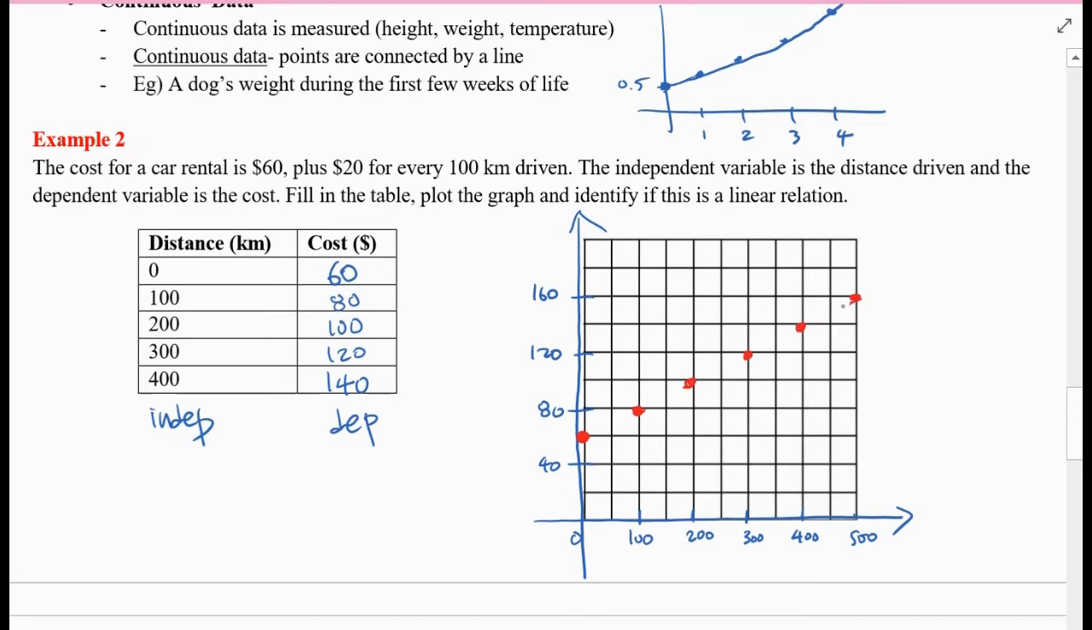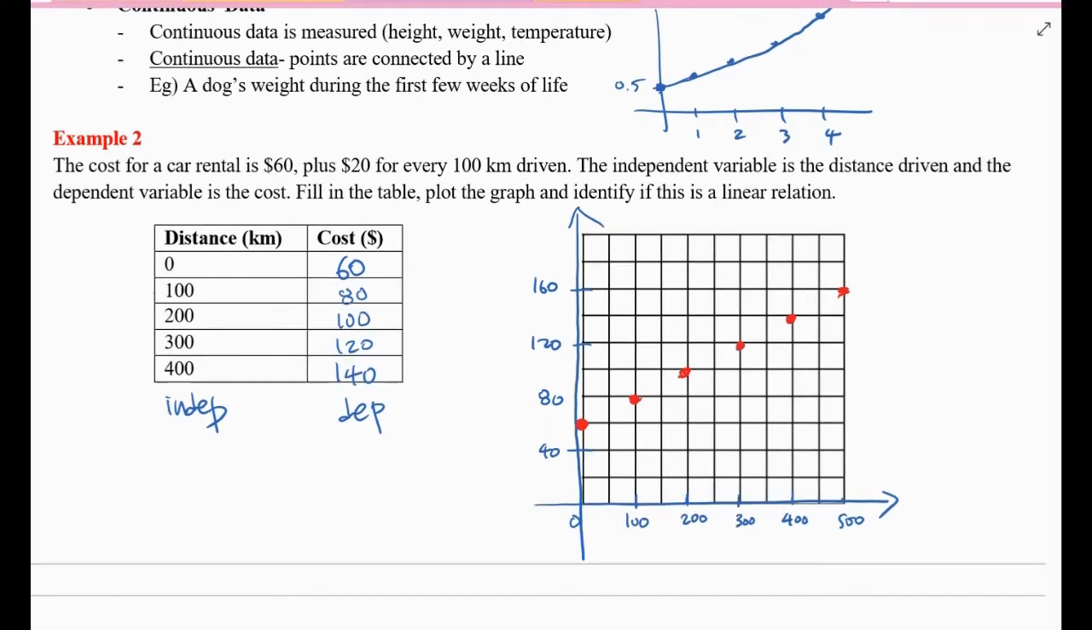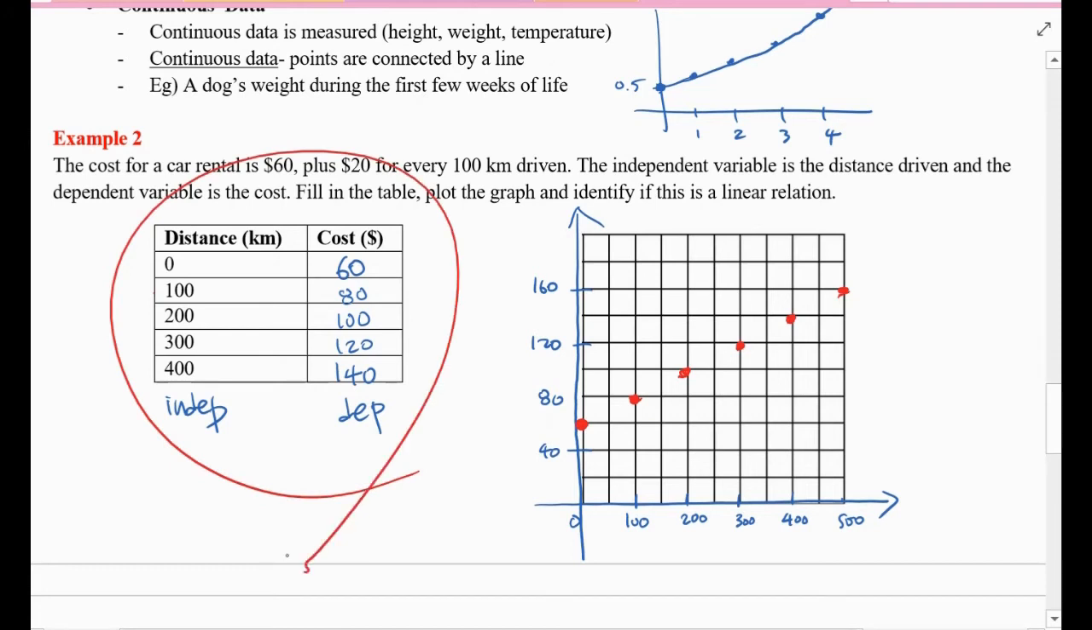So we plotted. Is this a linear relation? Yes, it is. It shows a straight line. But does it make sense to join the graph? So everyone, is this measurable data or countable data? Cost and distance. It's measurable data.